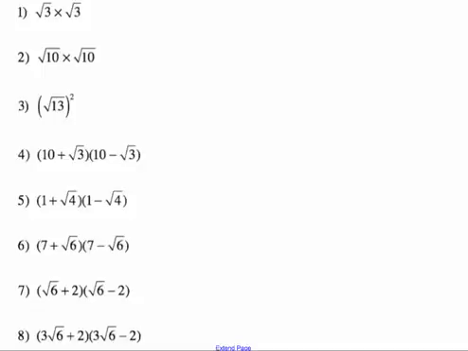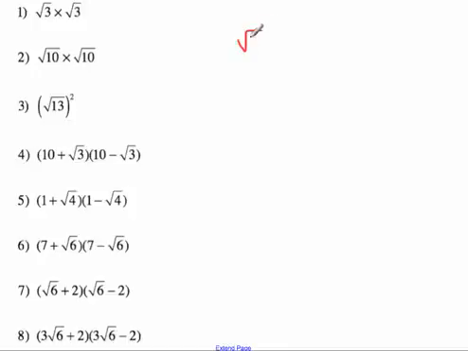Hi there. The following short video is going to explain a technique we use when multiplying out surds, and this technique is going to be really useful when we are rationalizing surds. This video won't show how to rationalize surds, but it's going to show a technique that we're going to use in order to be able to do that in a later video.